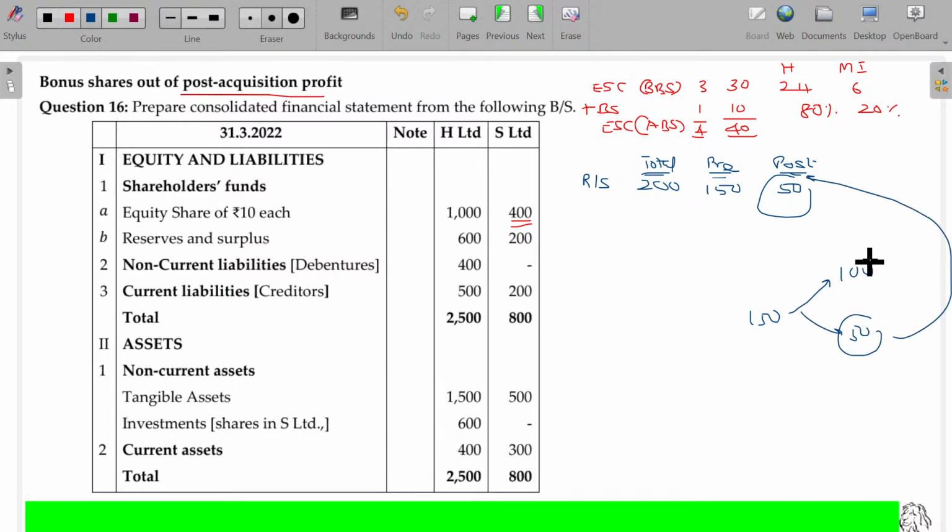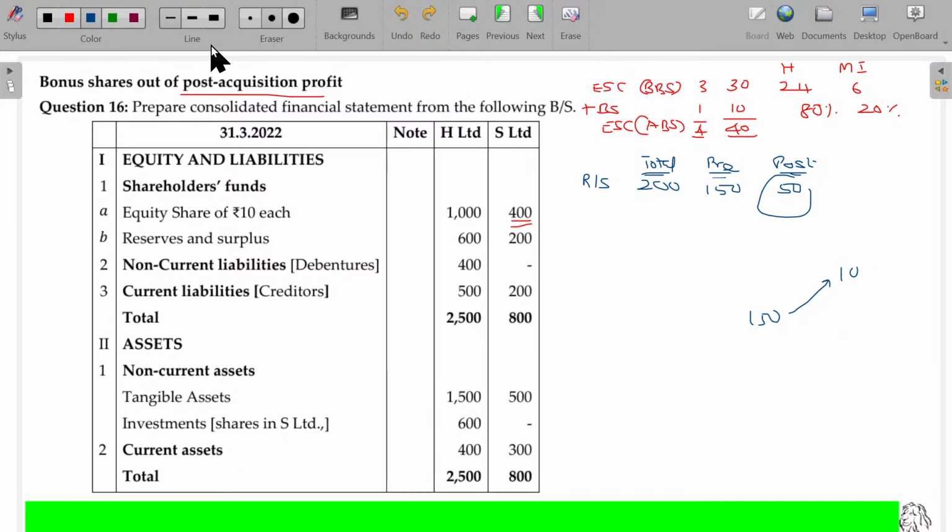This 50 is this one. This 100 is already included here. So you need not do any adjustment. Okay, in case of pre, you need to find out what is the pre after the bonus share. But in case of post, the leftover value is the post acquisition profit after the bonus share. You don't do any further adjustments here. Clear?